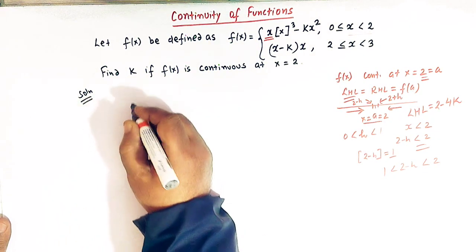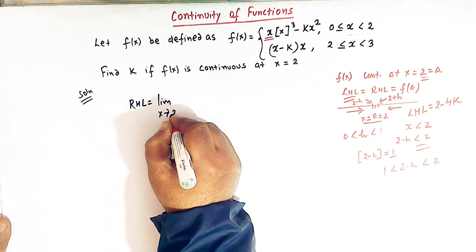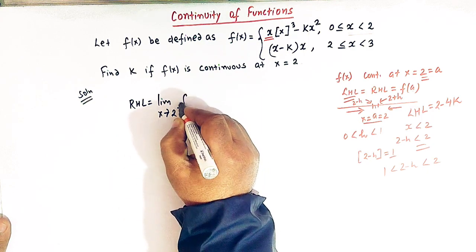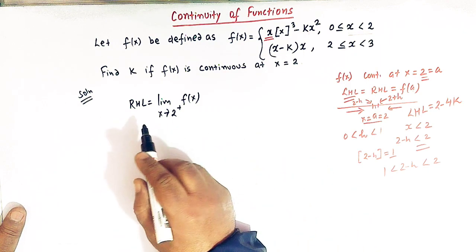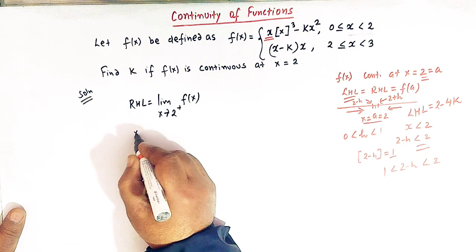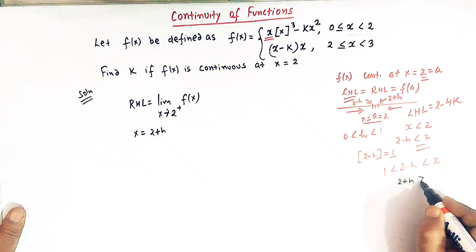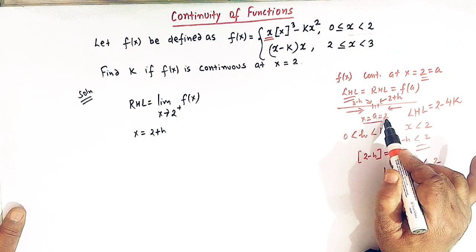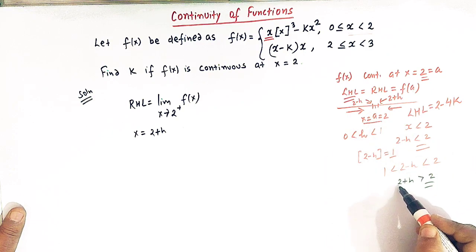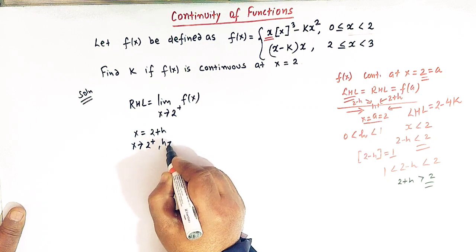So now the right hand limit is given by the limit as x tends to 2 from the positive side of f of x, right? So when we calculate the right hand limit, then we take x is equal to 2 plus h, because 2 plus h is greater than 2, and we are now approaching from the right of x is equal to 2. So all the quantities which are 2 plus h are greater than 2, right? So when x tends to 2, then h tends to 0.